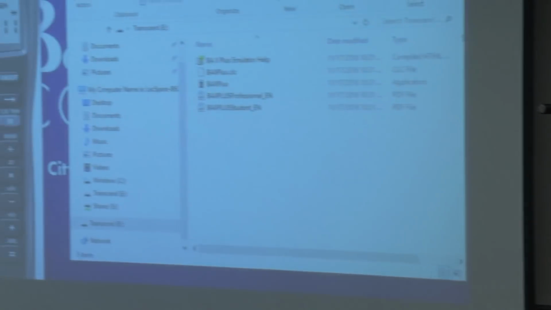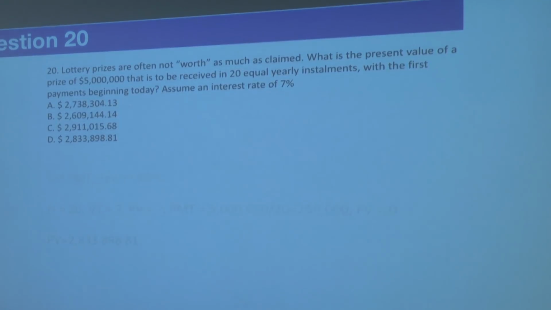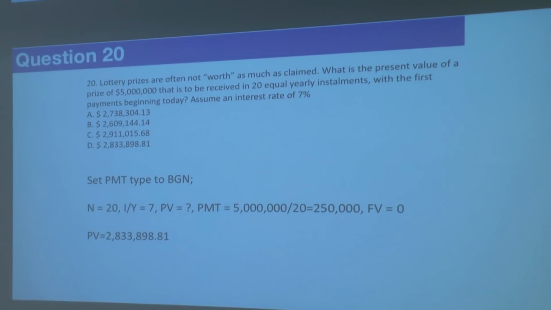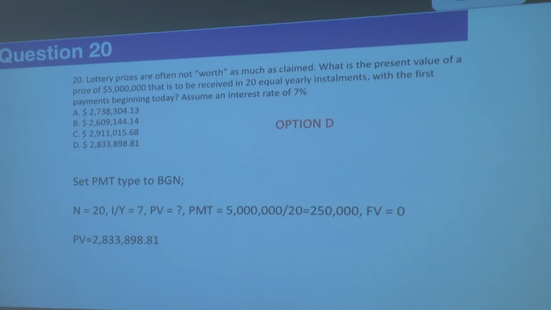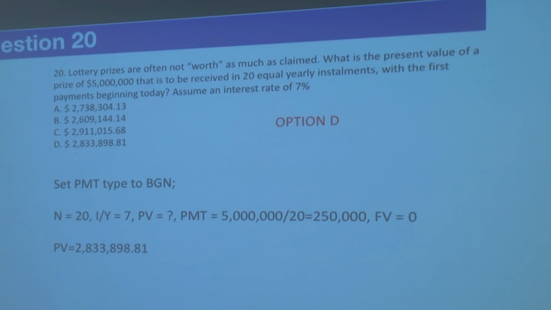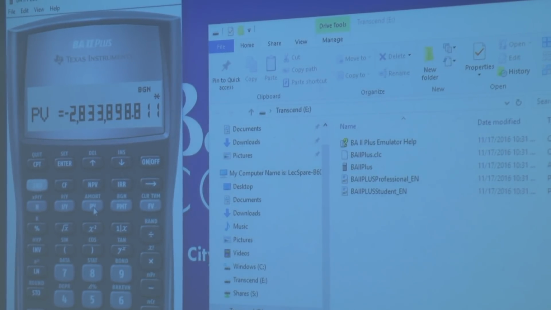Okay. All right. Yeah. It's the same number we had there. Oh, yeah, sorry.